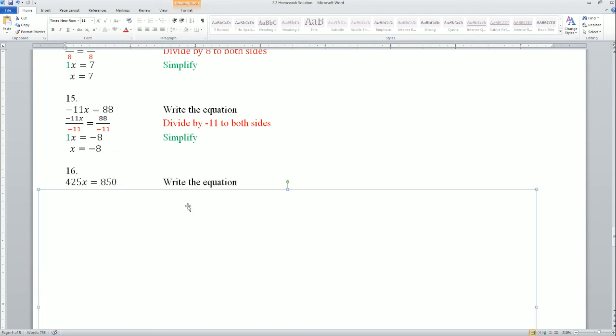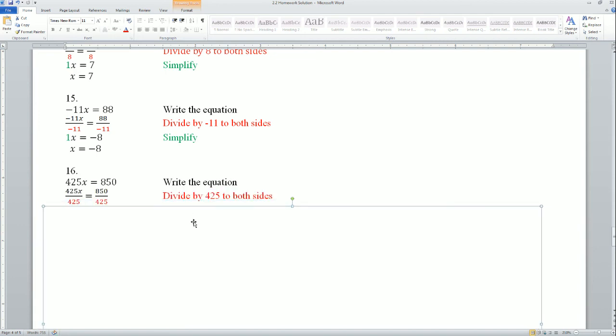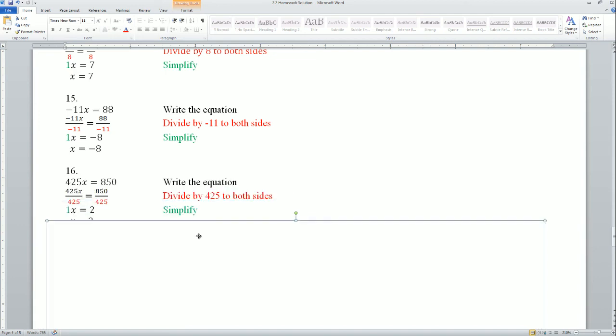16. 425x equals 850. You write the equation. Divide both sides by 425. Okay, simplify. 425 divided by 425 is just 1. 850 divided by 425 is 2. So it's x equals 2.